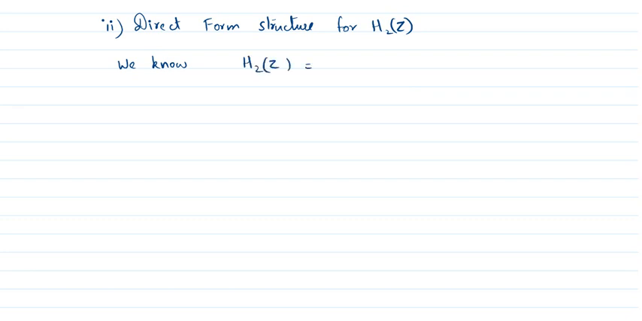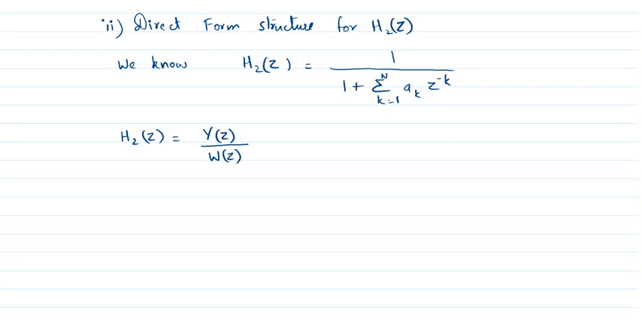equal to 1 divided by 1 plus summation k equal to 1 to n a k z raised to minus k. Okay, so H2 of z will be written in terms of output and input. We will write it as Y of z divided by omega of z, where Y of z is the output and the input is what we obtained from the first stage output, that is omega of z. So Y of z by omega of z is 1 divided by 1 plus summation k equal to 1 to n a k z raised to minus k.